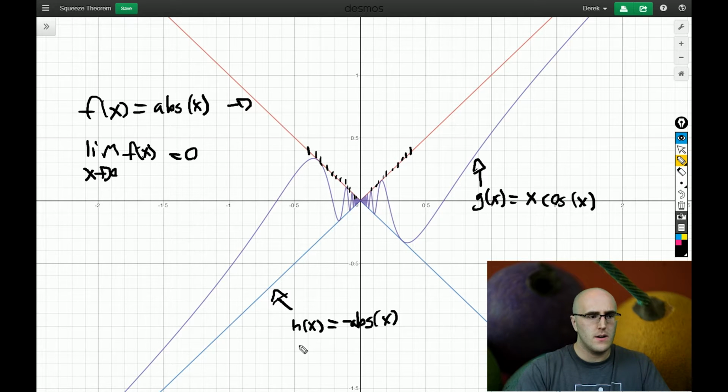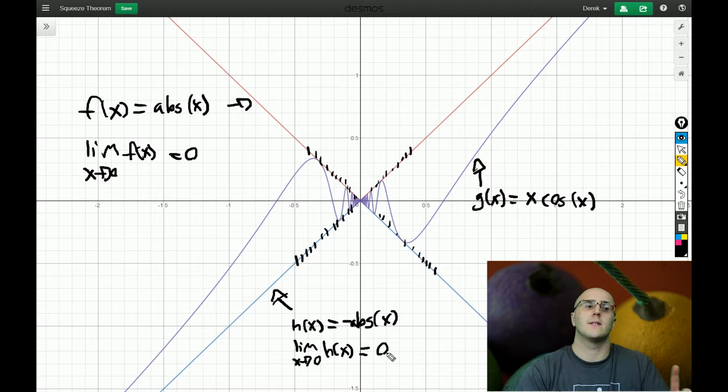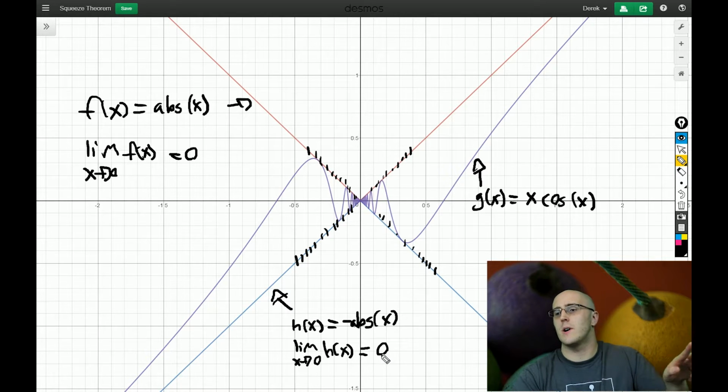And for the blue one, the limit as x approaches 0 of h of x is equal to, well, if we approach from the left, you notice we're getting closer and closer to 0, and if we approach from the right, we're getting closer and closer to 0. So that limit is also equal to 0. So both of these functions have a limit of 0 as x approaches 0.